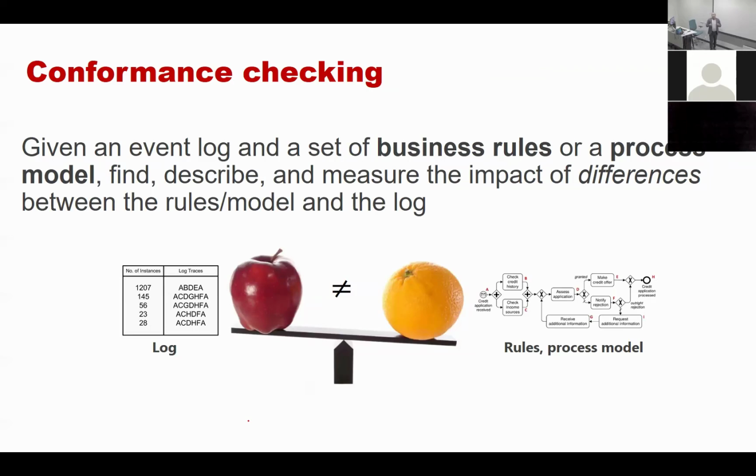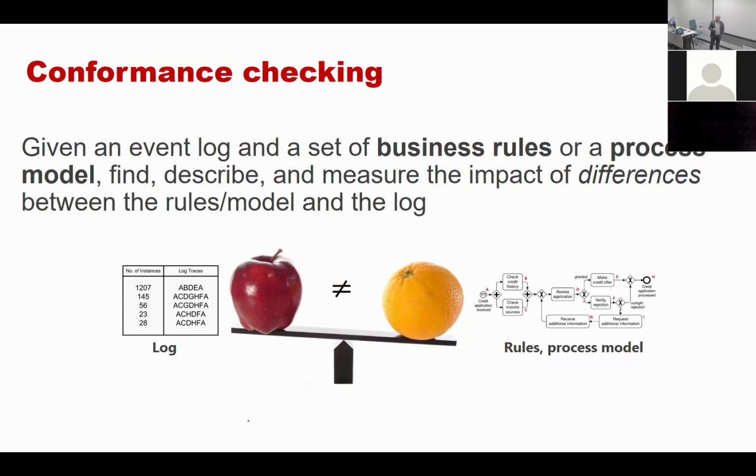And the goal of conformance checking is then to identify the differences or the deviations between the event log, which captures what I really do, versus the business rules or the process models, which capture what I should do. In other words, what am I doing that I shouldn't be doing? This is the name of the technique.